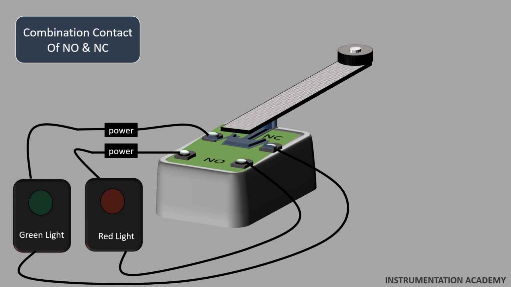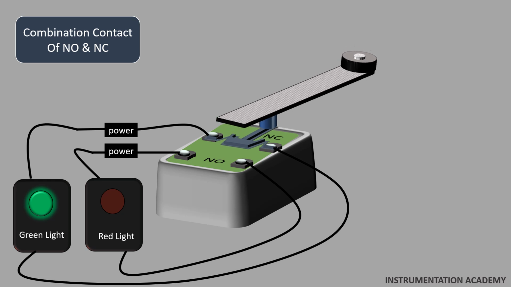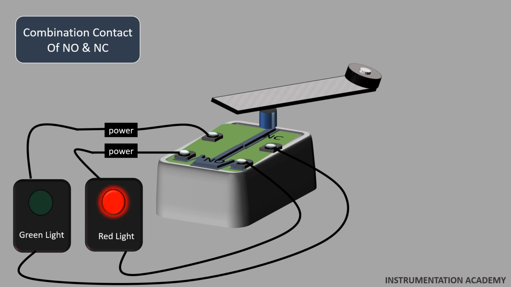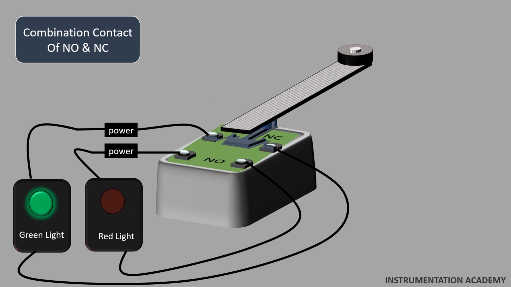Now during normal operation, the green light will be on as it is connected in the normally closed contact, and when the limit switch comes in contact with an object, the switch gets actuated and the red light switches on. As the object moves away, the switch comes to the normal position and the green light is switched on.